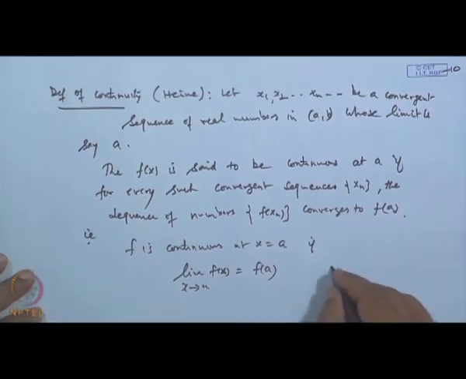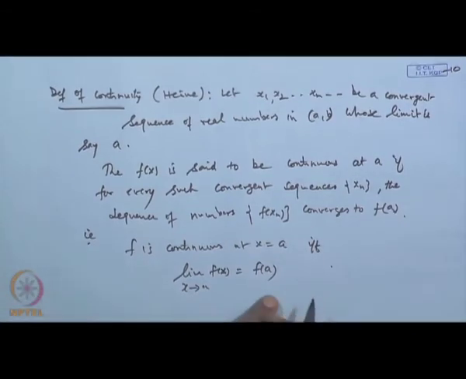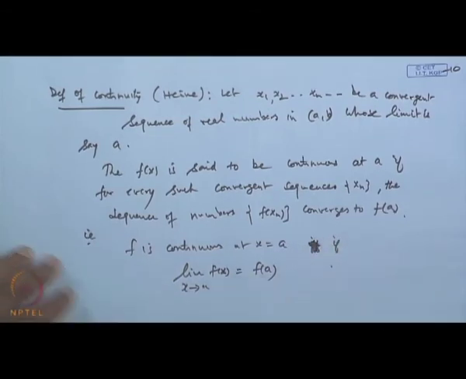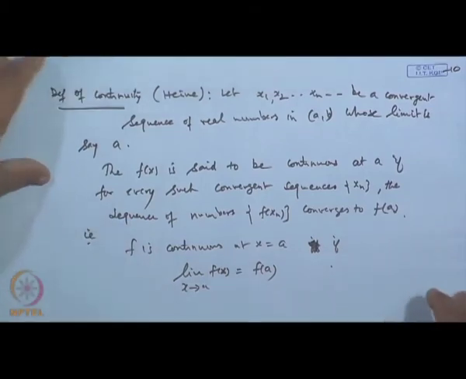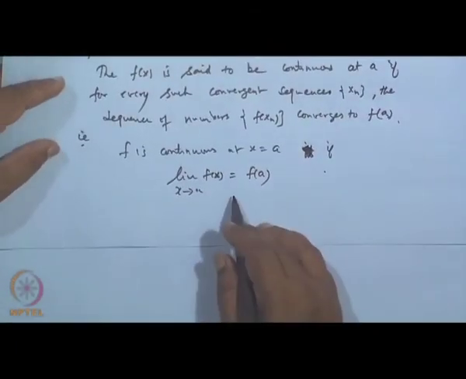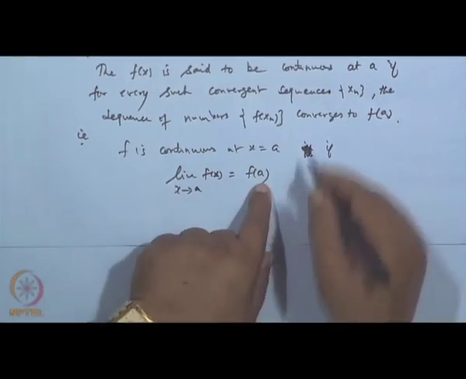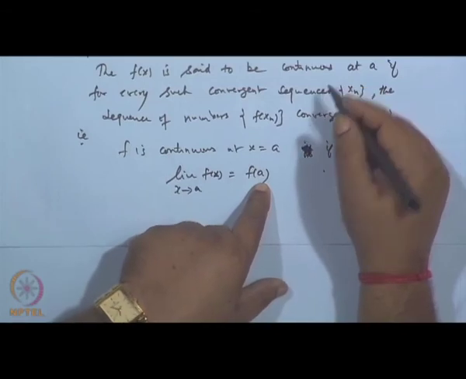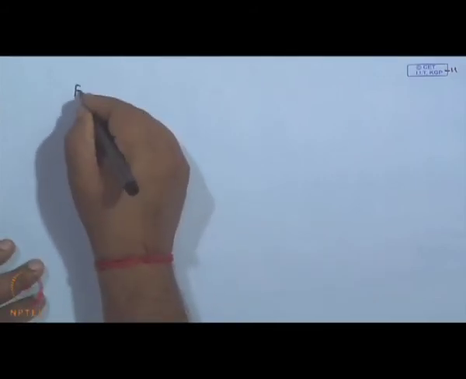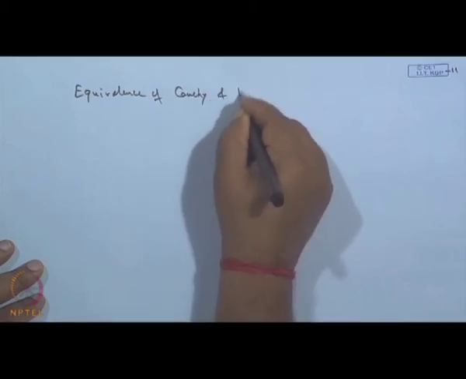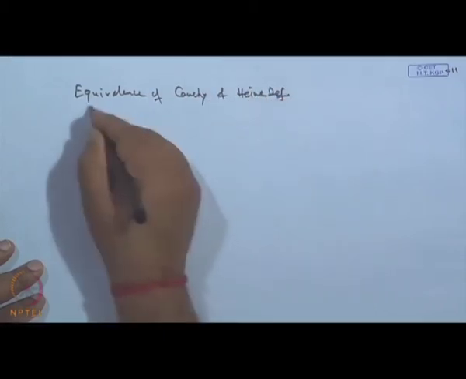This definition is if and only if. So, what it says is that if we take a sequence xn which converges to a, then f of xn will go to f of a. That is the definition given by Heine. Now, these two definitions are basically equivalent. The equivalence of Cauchy's and Heine's definition of continuity.